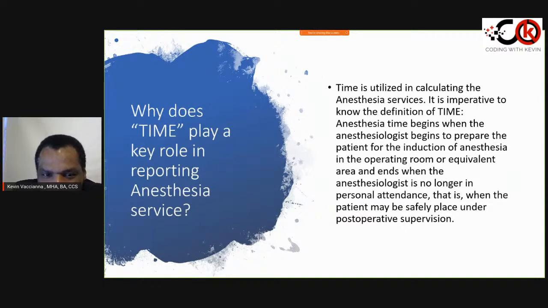Time is calculated, right? And it's imperative to know the definition. It begins when the anesthesiologist begins to prepare the patient for induction of the anesthesia in the operating room or equivalent area and ends when the anesthesiologist is no longer in personal attendance. That is, when a patient may be safely placed under post-operative supervision.